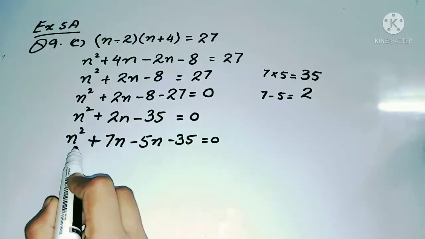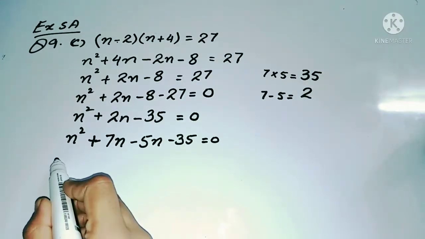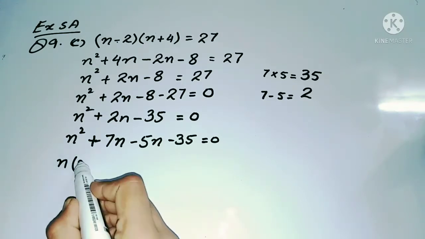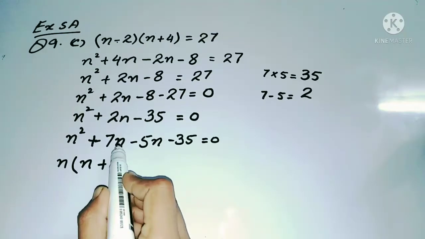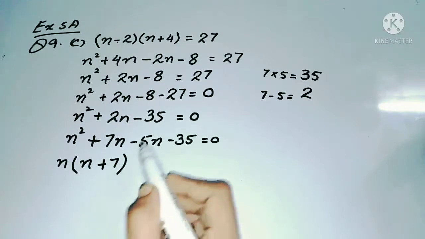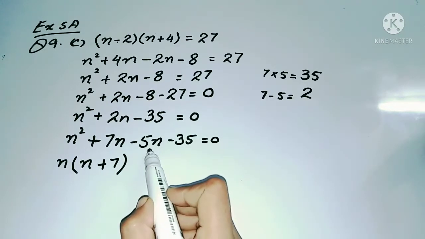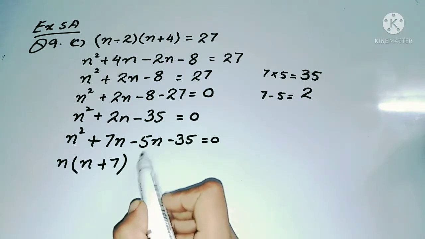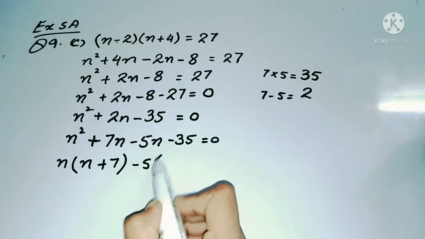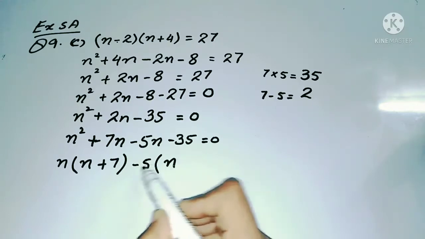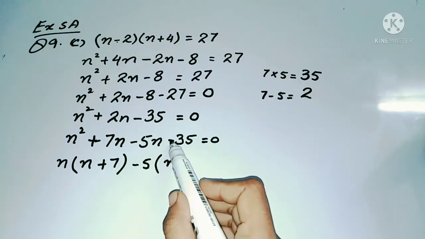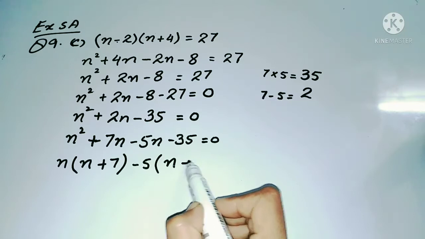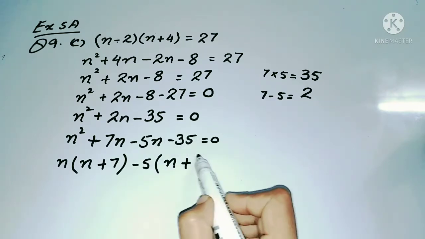Now what's common in these two terms? As you can see, n is common, so we will take n common. This is n square, so 1 n is left over here. You have taken n common, so 7 is left. Also from the last two terms you can take 5 common, because 5 and 35 are both divisible by 5. So I'm going to take minus 5 common. So inside, n is left. As we have taken the minus sign common, the sign inside the bracket will be changed. So this minus sign will become plus, and 5 sevens are 35.